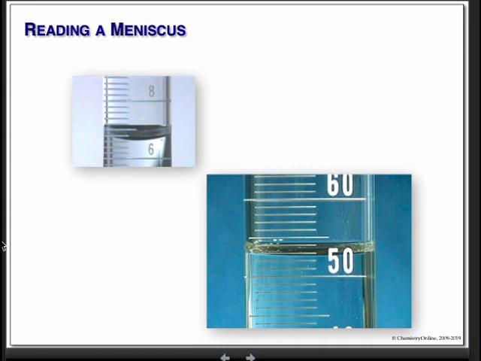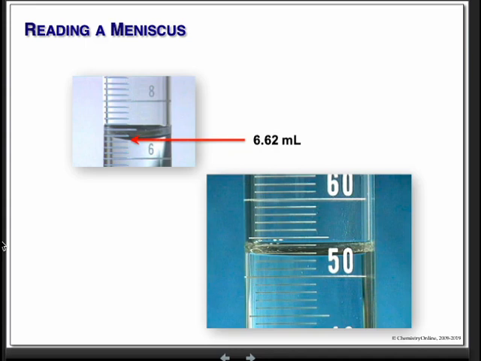When you have water in a glass container like this, you form a meniscus. If you're trying to read the volume in a meniscus, you want to read from the very bottom edge. So in this picture, this is 6, 7, and 8. So this is about 6.6 and a bit. 6.62 is.